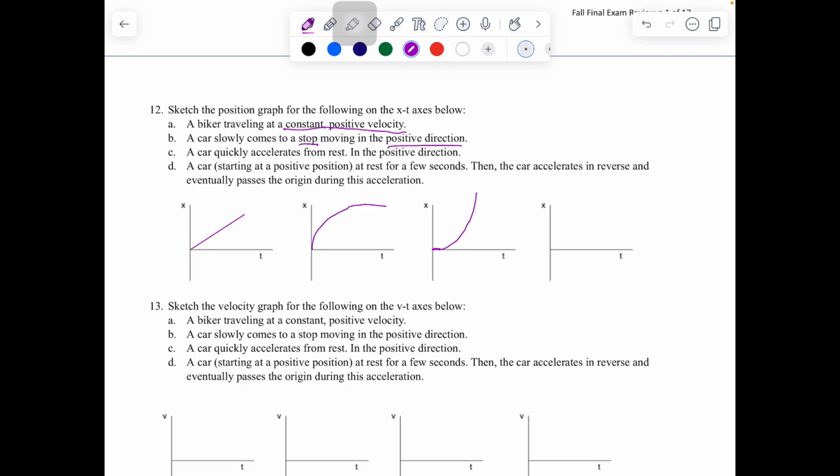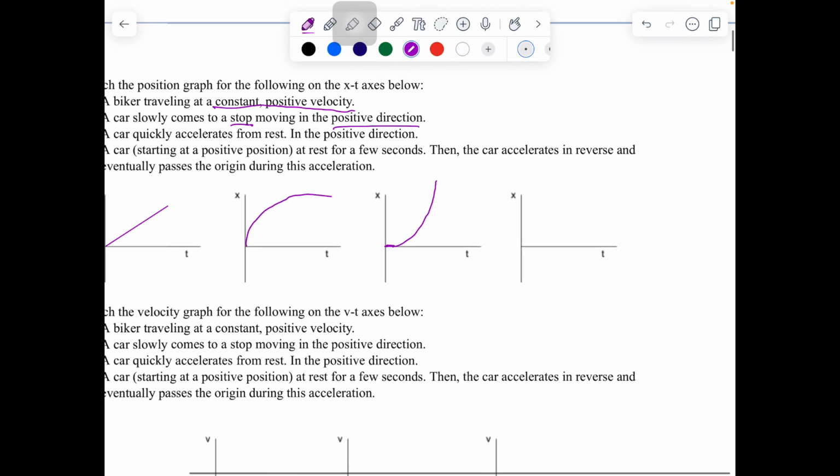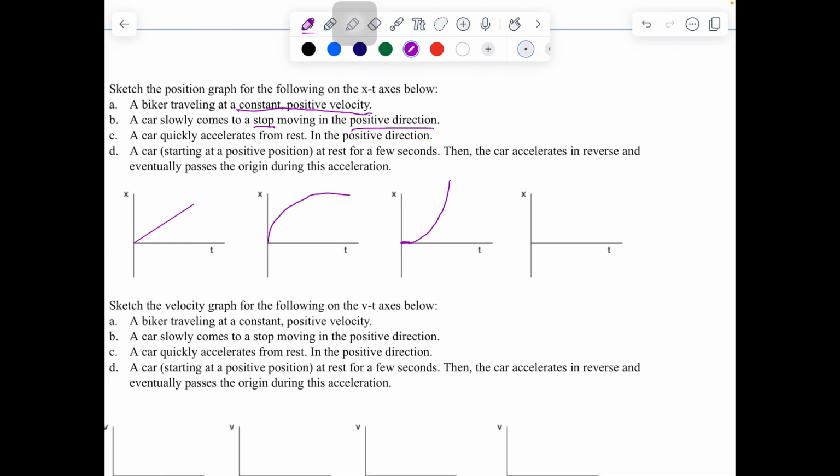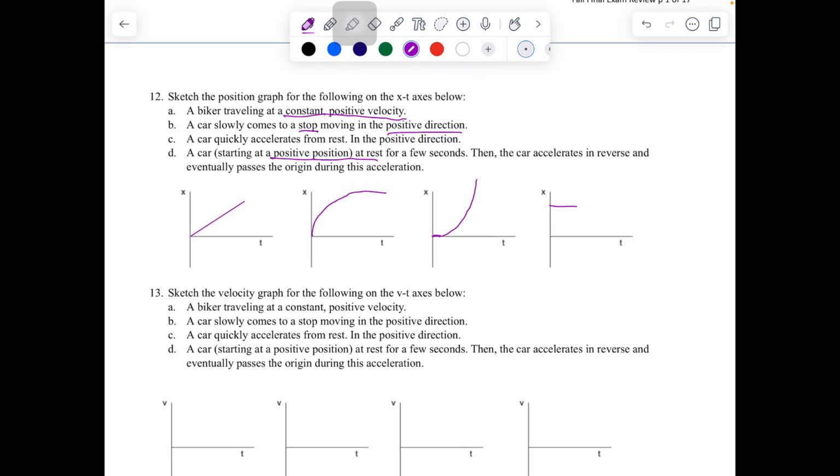A car starting at a positive position is at rest for a few seconds. Then the car accelerates in reverse and eventually passes the origin during this acceleration. Okay, this one's a little complicated, but we're starting at a positive position at rest. The position is not changing, hence no slope, it's flat. Car accelerates in reverse and eventually passes the origin during this acceleration. So we're moving backwards, we're speeding up like this. Remember, speeding up, you should go from a shallow slope to a steeper slope. And we have passed our origin.